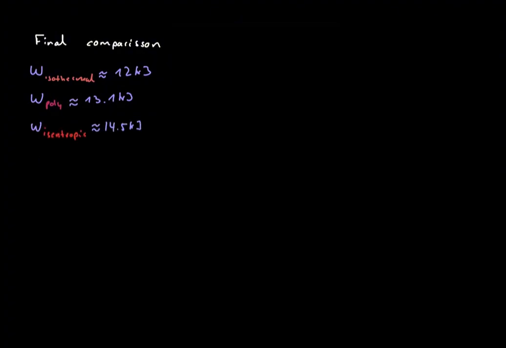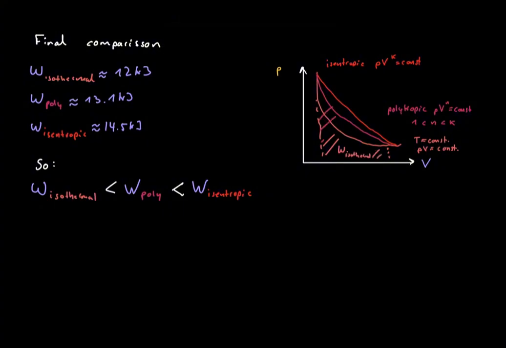Now compare the results. Isothermal compression needs about 12 kilojoules. Polytropic compression needs about 13.1 kilojoules. Isentropic compression needs about 14.5 kilojoules. So the order is isothermal is smallest, polytropic is in between, and isentropic is largest. Same initial state, same final volume, but different paths. And because work is the area under the pressure volume curve, different paths require different work. The pressure volume diagram is not just a drawing. The area under the curve is the work.